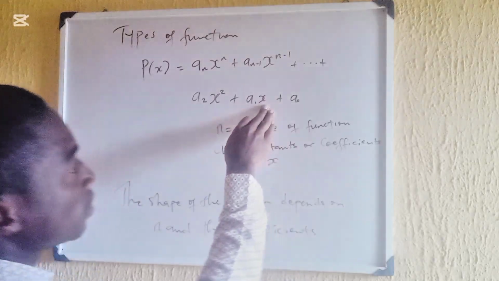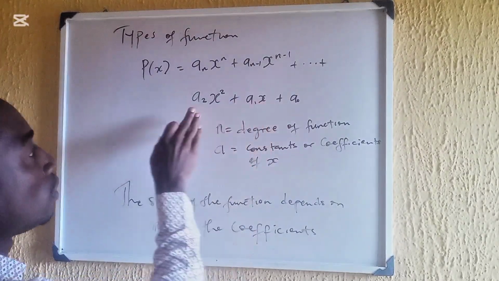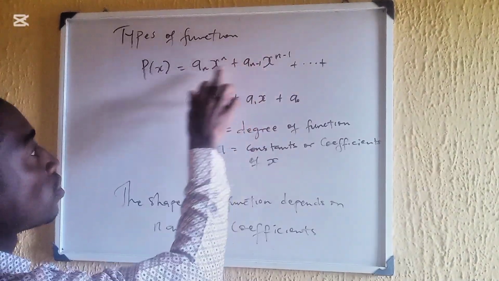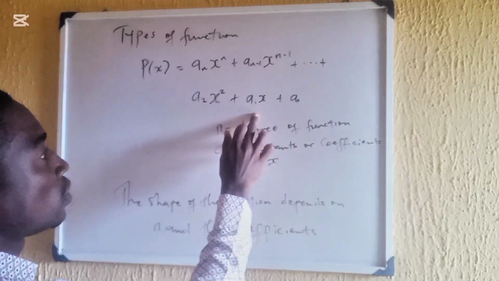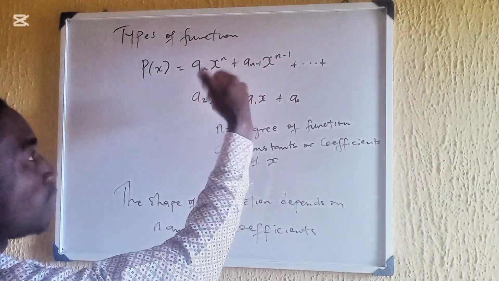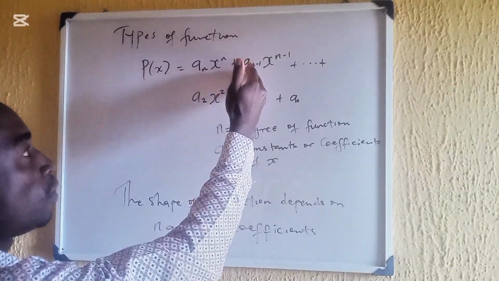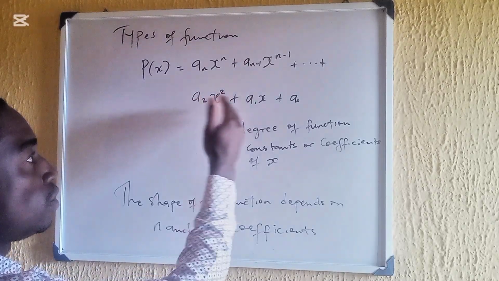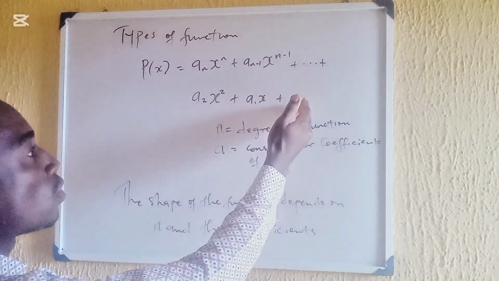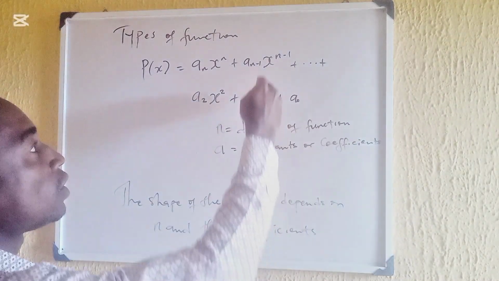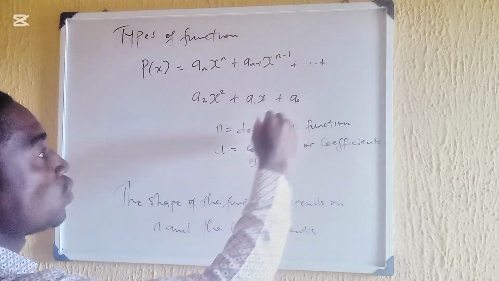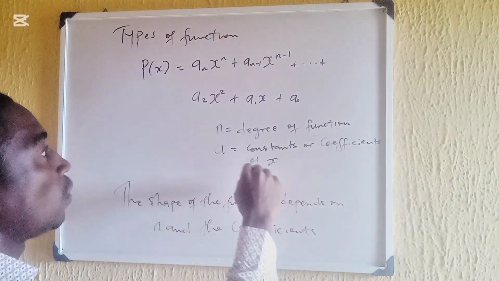So whereas x is the input variable, these ones are coefficients. They are just coefficients. The essence of the subscripts n, n minus 1 is just to show that this is different from this, this is different from this, this is different from this. So they are just the constants standing beside the powers of x. So we'll call them coefficients of x.